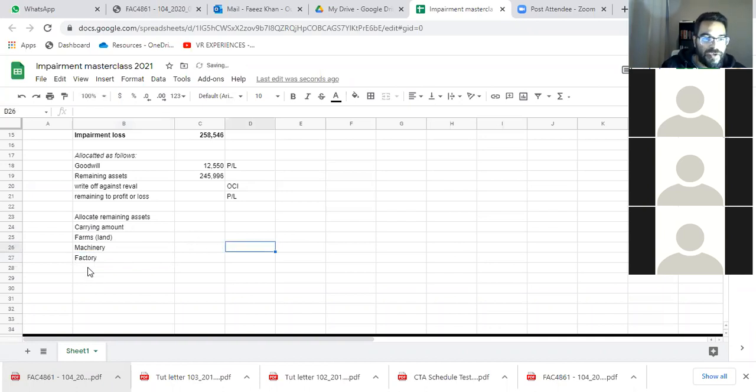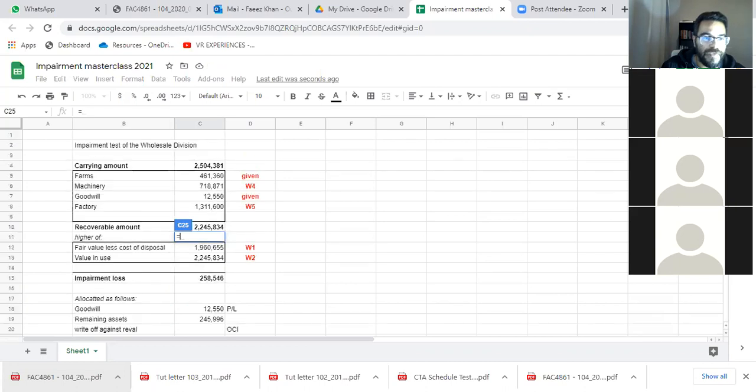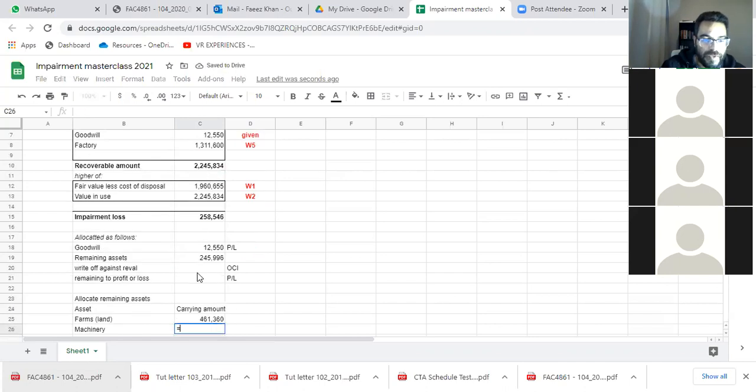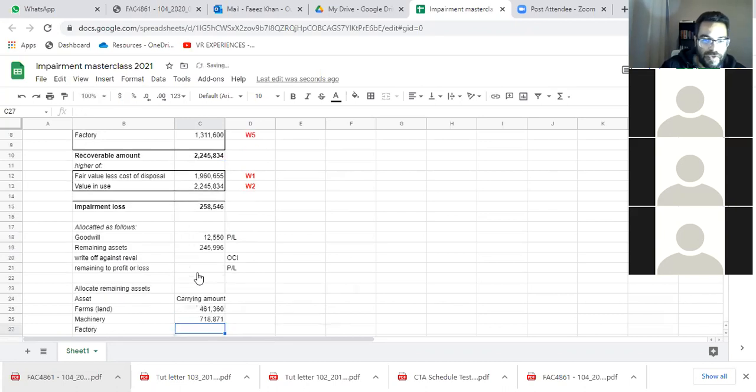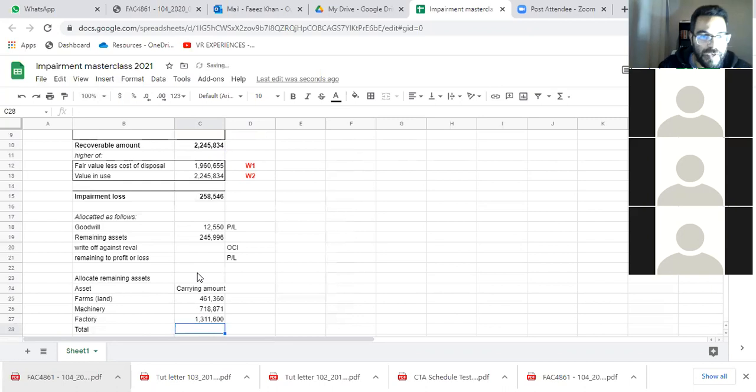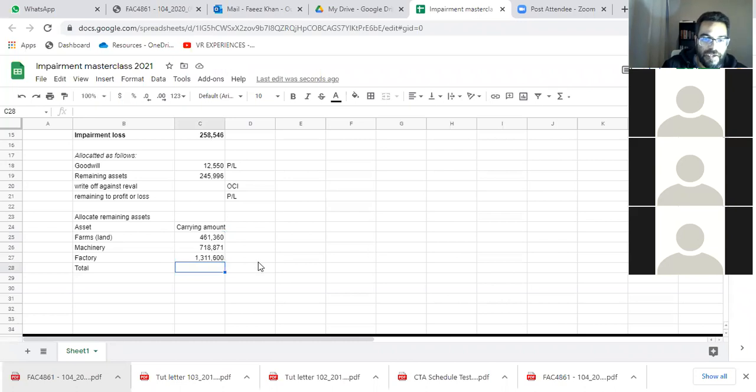Okay, so this is going to be our total. Now we'll just get the carrying amount. We'll go fetch it. So that C5 will equal C6, and this will equal C8. Okay, so there we go. So therefore the total carrying amount of the remaining assets is as follows.